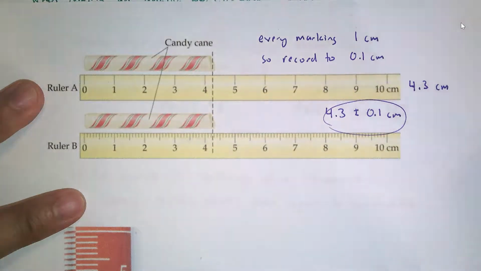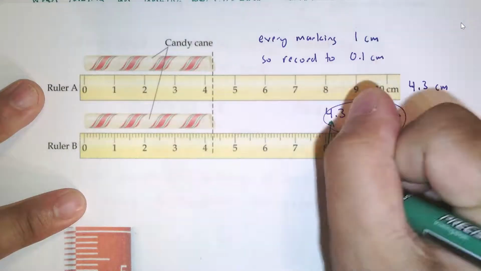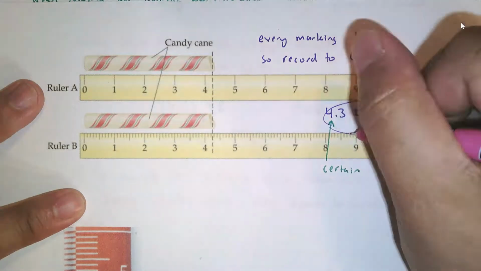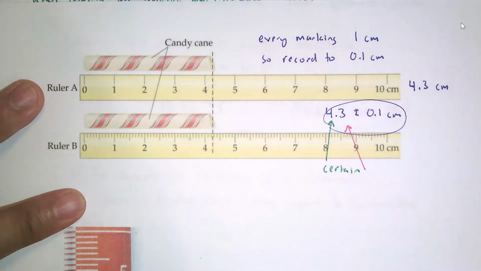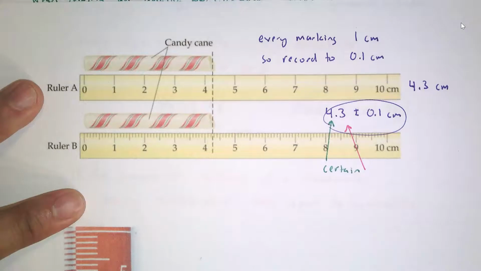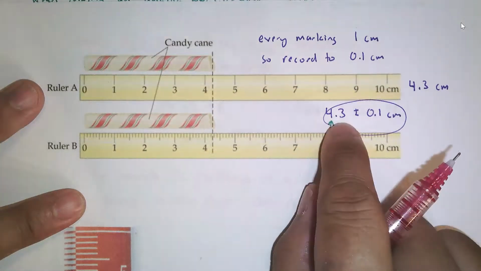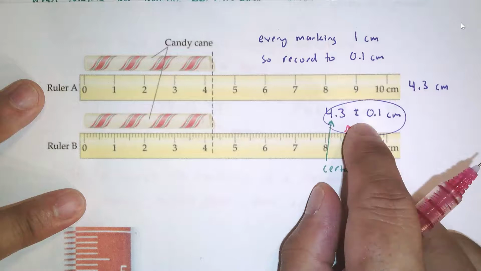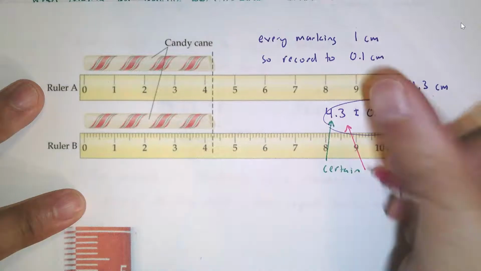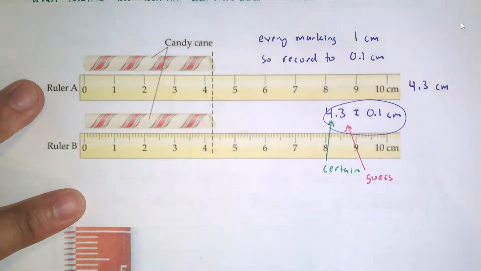Just as a reiteration, this number was certain, and this number was the guess. That's why I would accept 4.2 or 4.4. Even 4.1 is a little bit iffy. You notice that I don't try to guess 4.35 or 4.33. Those are too many numerals that are a guess. It's only the last one that should be a guess or uncertain or estimation.